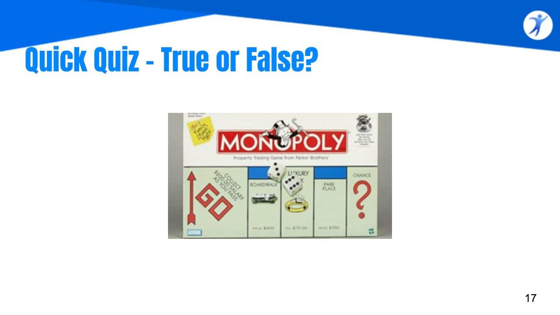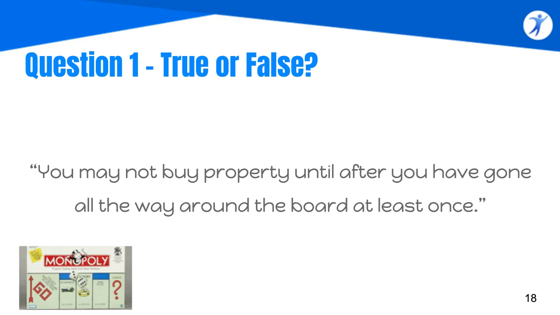This set of questions, I've got 5 questions now, true, false. These are not going to come up as poll questions or anything. They're just going to come up on some slides. I want you to keep track in your head or on a piece of paper or something nearby of your true, false answers to these questions about the rules for the board game Monopoly. So here we go. Question number 1 on the board game Monopoly. True or false, you may not buy property until after you have gone all the way around the board at least once. Is that true or is that false?